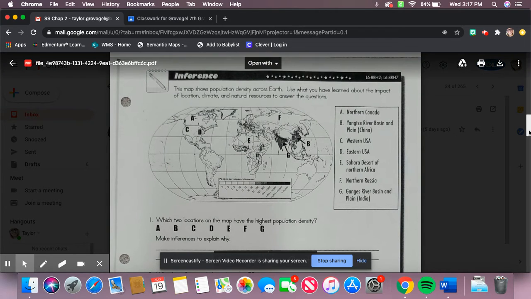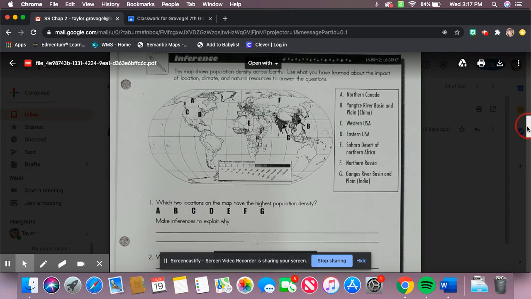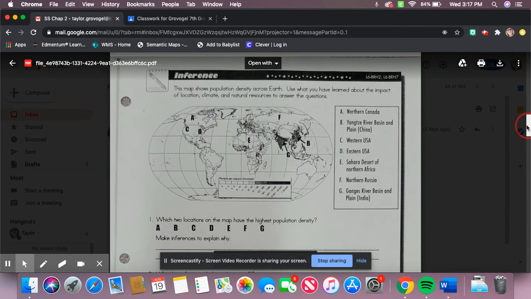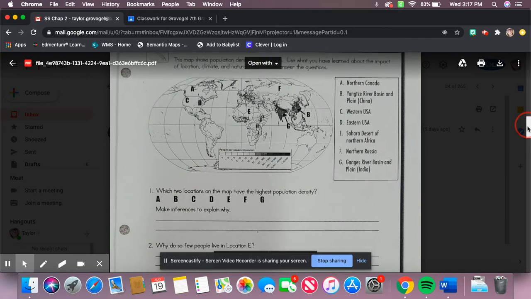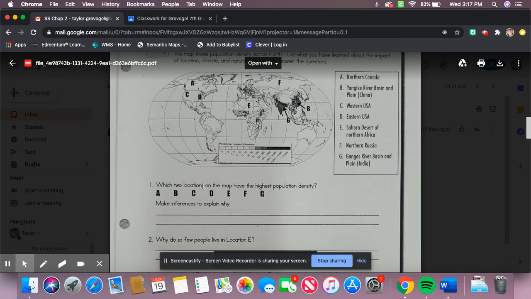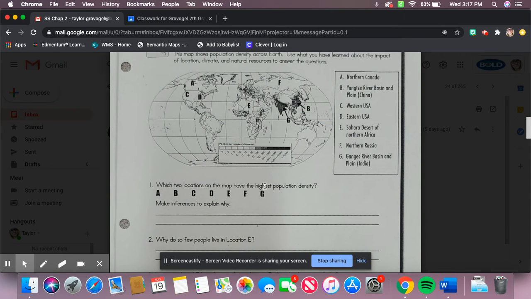So some of these, you're going to have to make an inference. So you're going to have to make an educated guess based on what you learned yesterday and the information provided with you today. Some of the answers are not going to be right here on this piece of paper. You're going to have to use those brains of yours. Okay? So number 1, it says which 2 locations on the map have the highest population density?